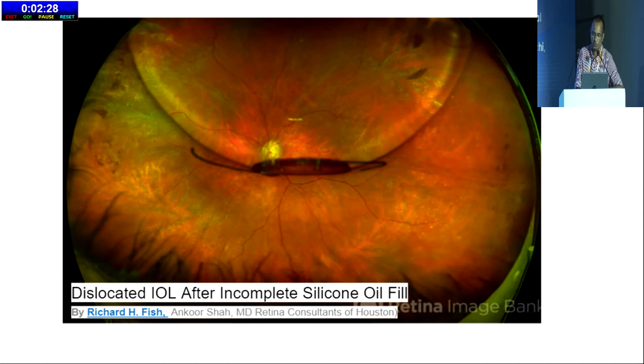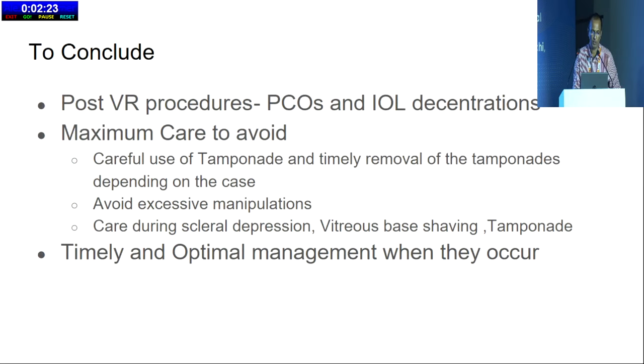This is another picture just to show another case of a dislocated IOL after an incomplete silicone oil fill. So to conclude, post vitrectomy, we get an increased incidence of PCOs and IOL decentrations, and we take maximum care in order to avoid this by careful use of tamoxifen and timely removal of the tamoxifen depending on the case, avoiding excessive manipulations, then care during scleral depression, vitreous base shaving, tamoxifen, etc. But in spite of all these things, this happens, and in such cases, timely and optimal management can give the patient optimal vision. Thank you.